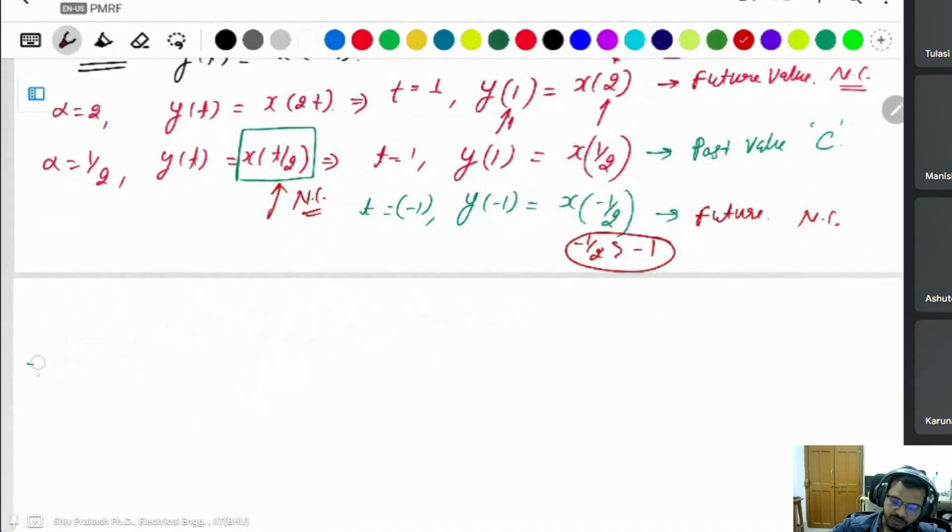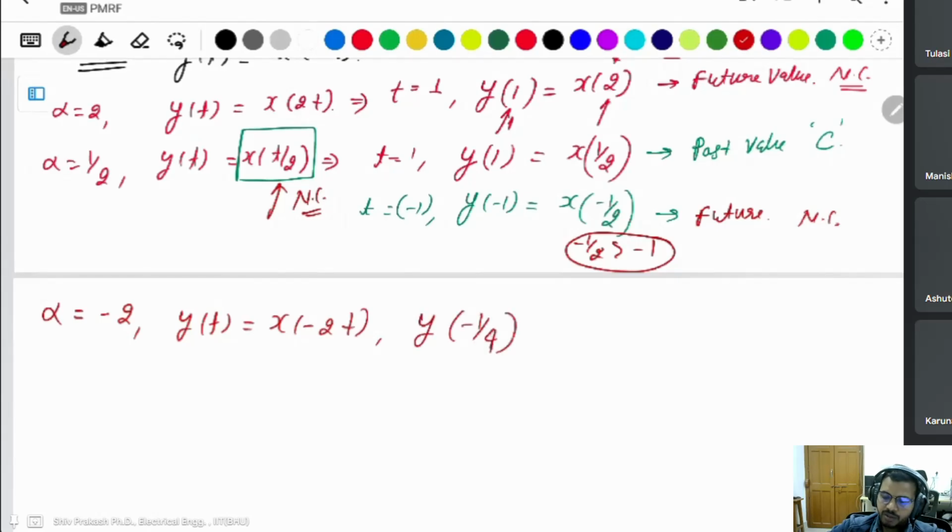Next case, suppose we put the value alpha equal to -2. Then what happens? y(t) is equal to x(-2t). Suppose we take y at a quarter, that is, put the value -1/4, then your system is x(-2t).